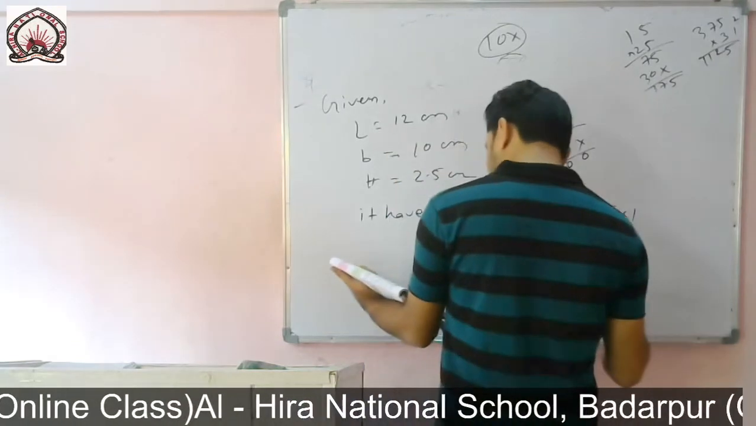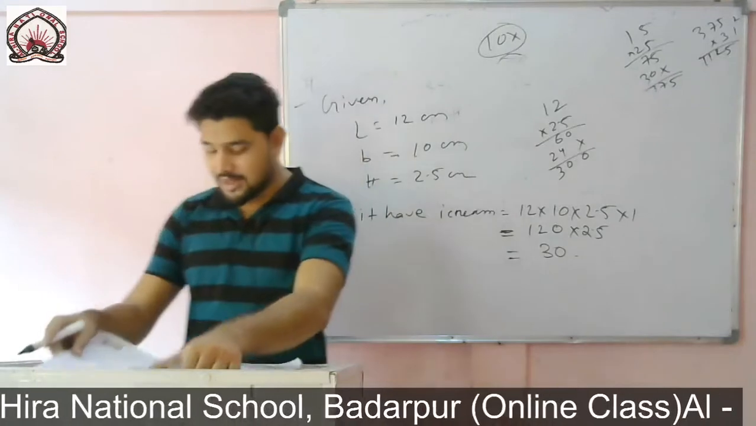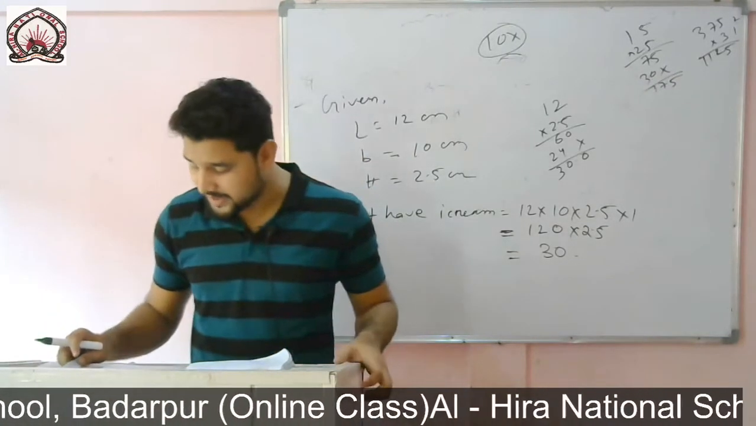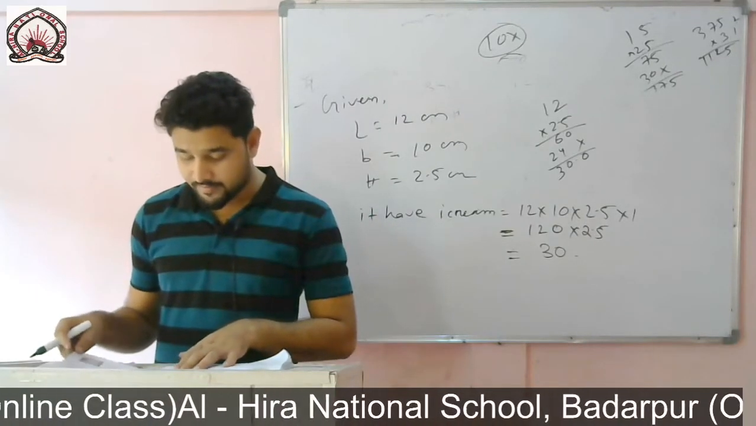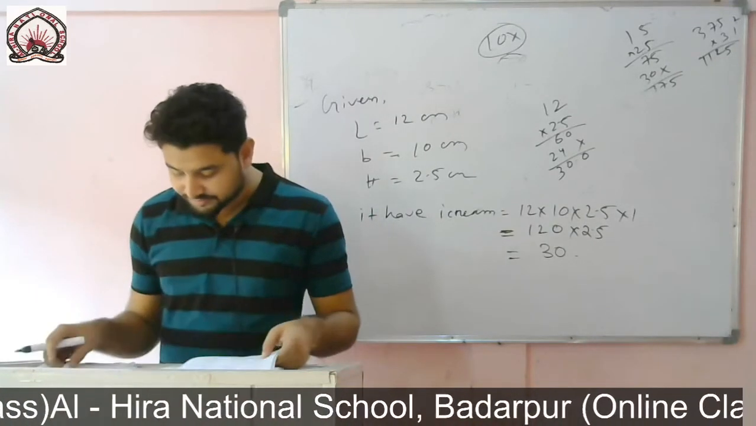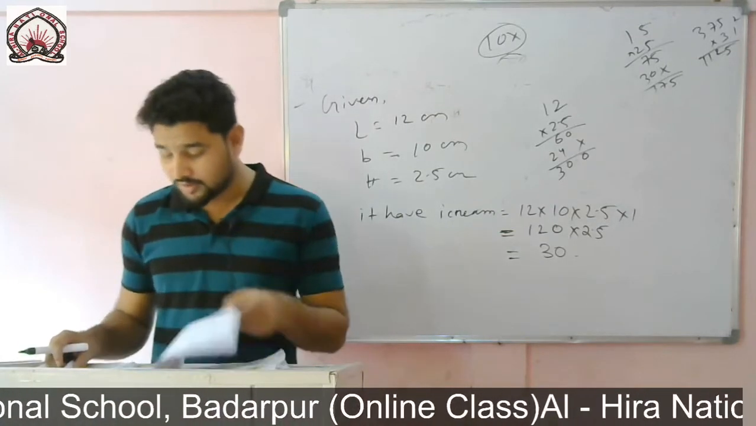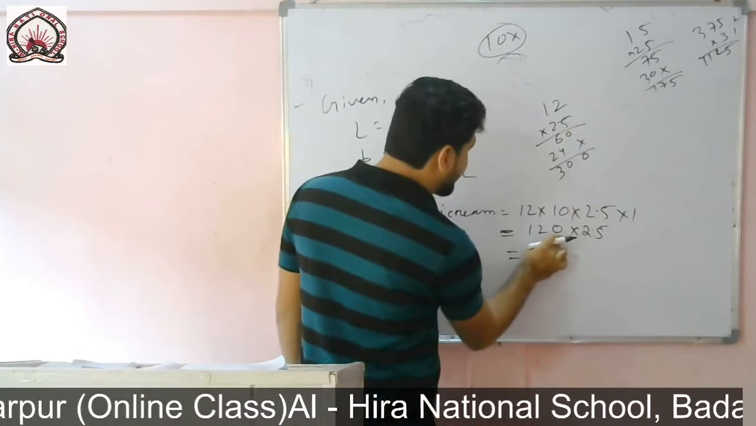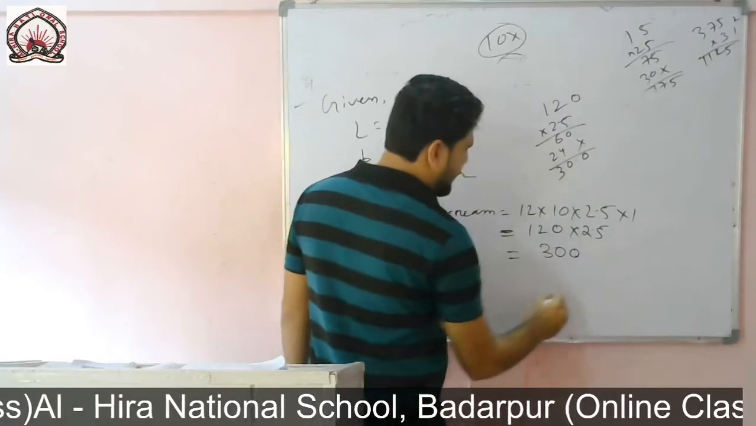Cubic. Okay, so the answer will be 30. How many ml of ice cream does it have? So 30 ml of ice cream. Not 30, 10 is there, okay, 10 is there with 120, so 300 ml.